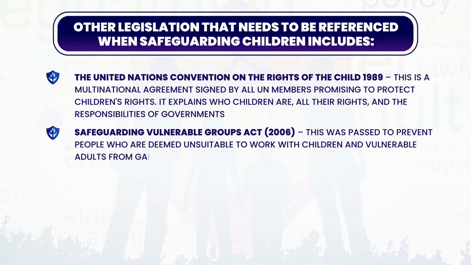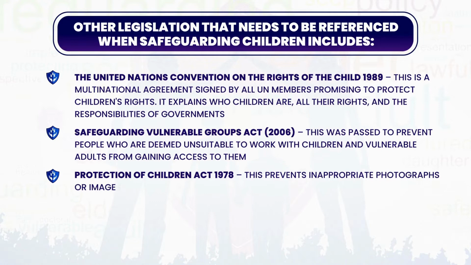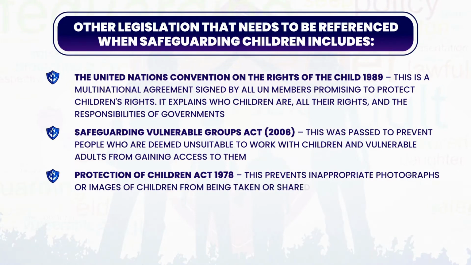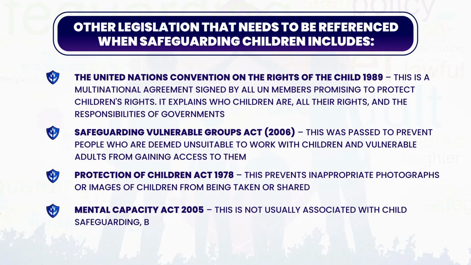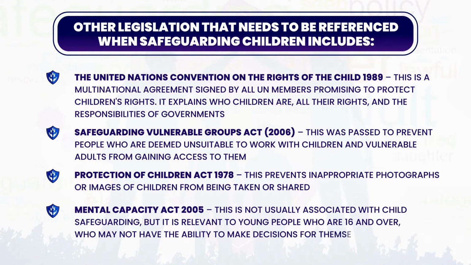This was passed to prevent people who are deemed unsuitable to work with children and vulnerable adults from gaining access to them. Protection of Children Act 1978. This prevents inappropriate photographs or images of children from being taken or shared. Mental Capacity Act 2005. This is not usually associated with child safeguarding, but it is relevant to young people who are 16 and over who may not have the ability to make decisions for themselves.